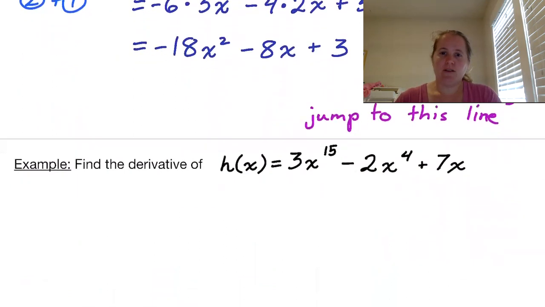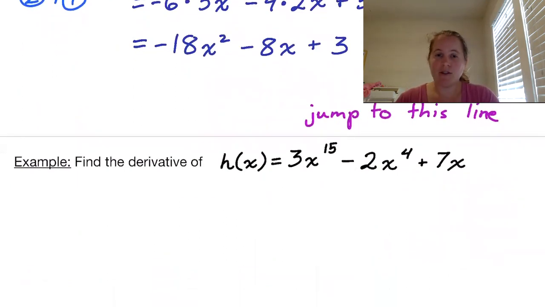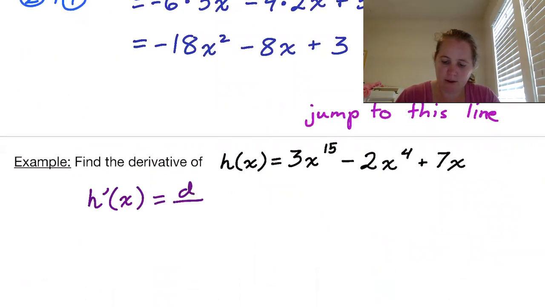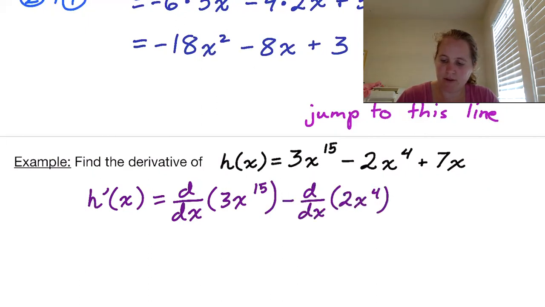All right, one more example. Let's go ahead and find the derivative of h of x equals 3x to the 15th minus 2x to the 4th plus 7x. So once again, h prime of x is equal to, we can separate this out. We have the derivative of 3x to the 15th minus the derivative of 2x to the 4th plus the derivative of 7x.